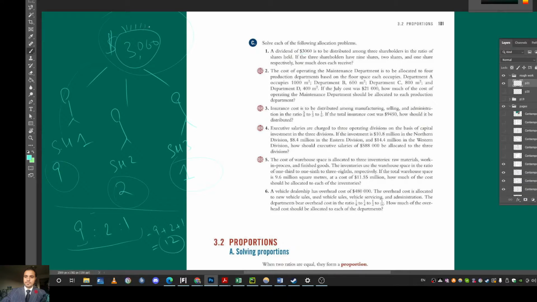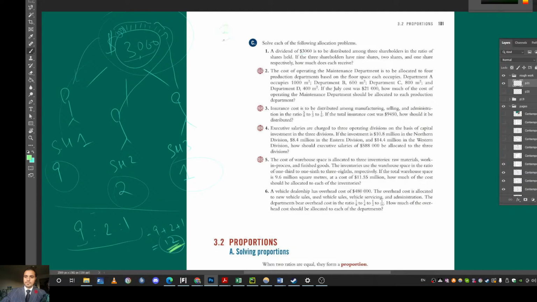So if we divide this now into 12 equal parts, then from each of those parts, 9 of them will go to this guy, 2 of them will go to this girl, and 1 will go to this person. So first we have to figure out what each of these is, which we find by dividing 3,060 by 12.